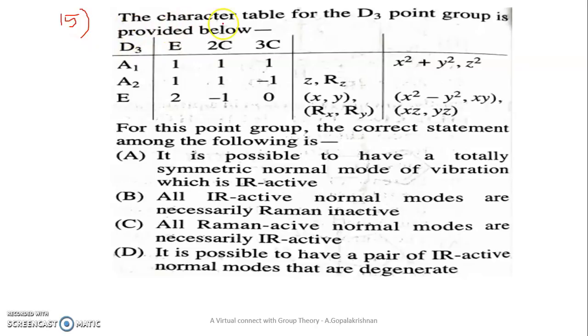Question number 15. The character table for D3 point group is given here. For this point group, the correct statement among the following is, see option A. It is possible to have a totally symmetric normal mode of vibration which is IR active. See, this is the totally symmetric irreducible representation, right? Now along this representation, see the third column. In the third column we don't have X or Y or Z. Therefore, this vibration is not IR active. So this statement is wrong.